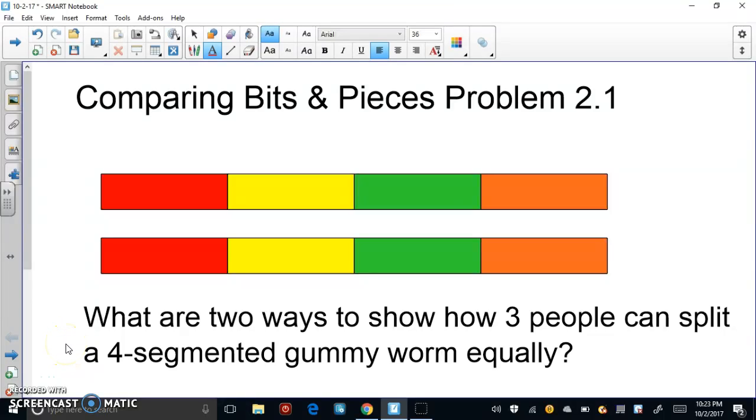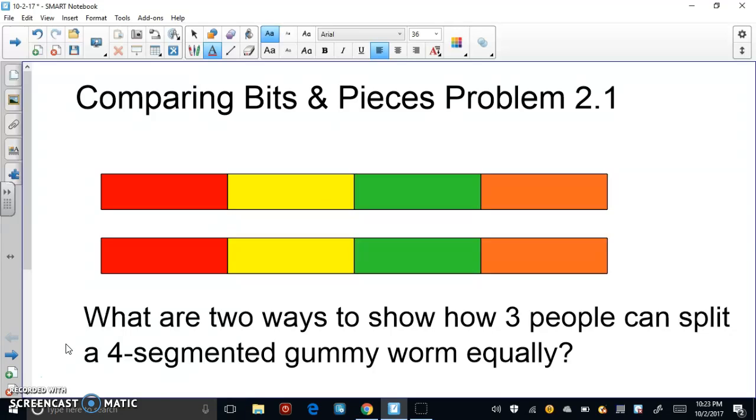To help us understand comparing bits and pieces, problem 2.1, we were talking about chewy fruit worms or gummy worms, and we were talking about ways that we can split gummy worms evenly so that everybody in the group gets an even amount, an equal amount. So the question we want to answer right now is, what are 2 ways to show how 3 people can split a 4-segmented gummy worm equally?